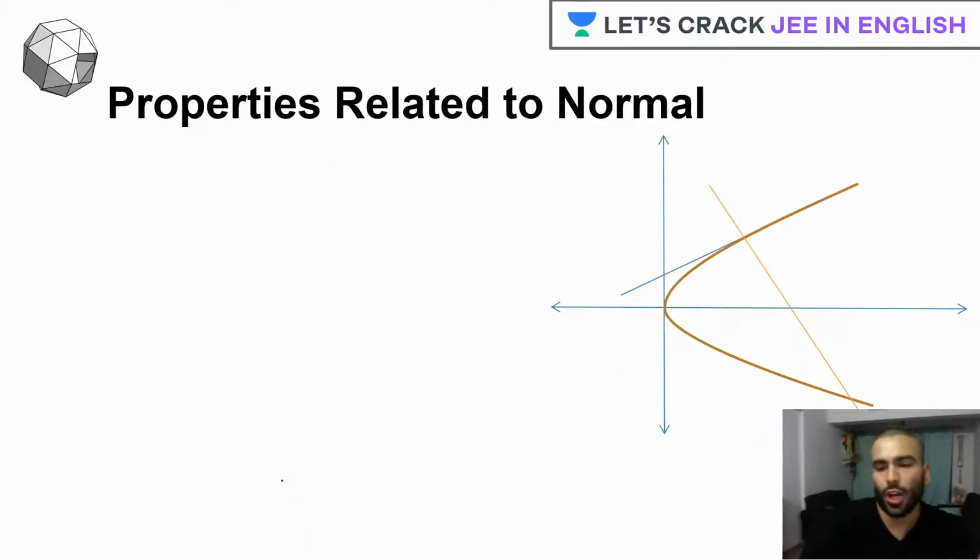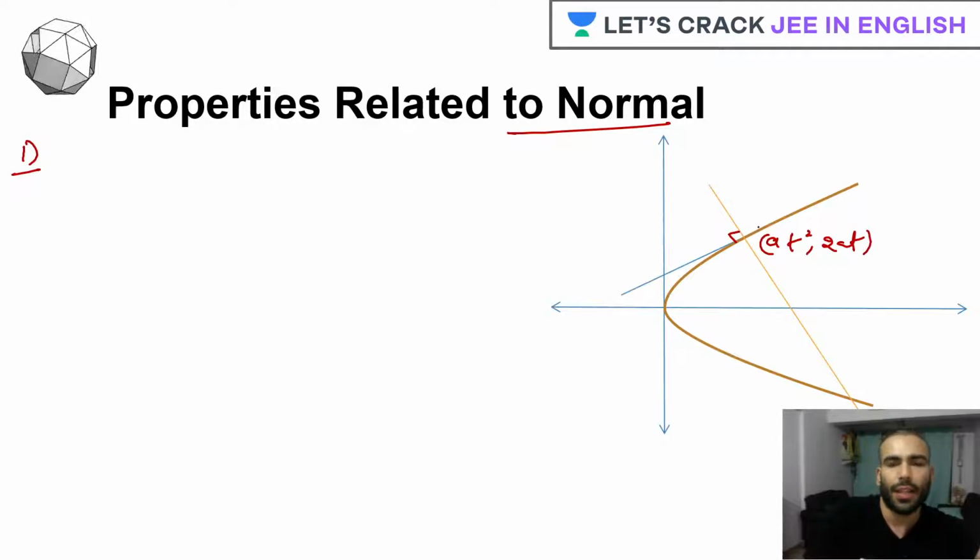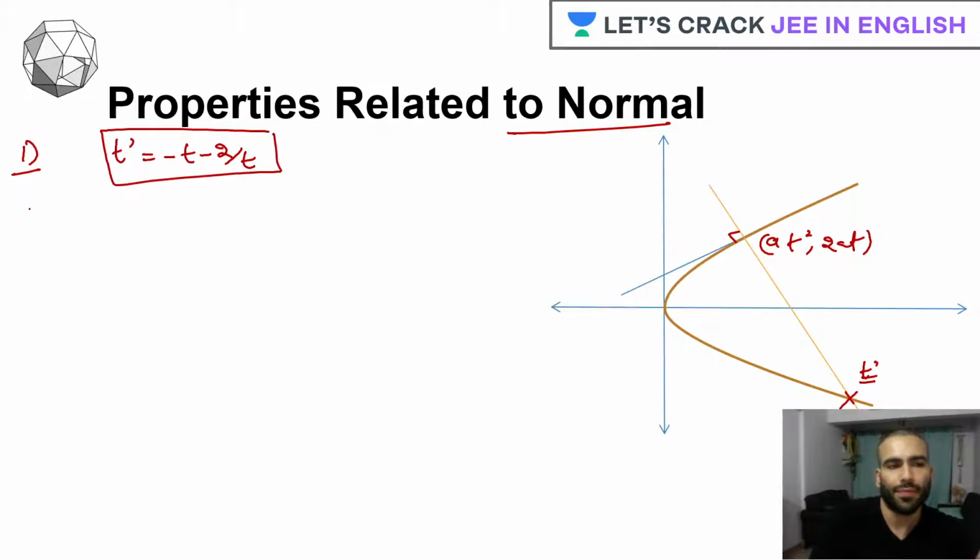Now let's talk about a few properties related to normal. The very first property is, whenever we draw a normal at any point, let's say (at², 2at), this normal will certainly meet the parabola at another point, let's say t'. So how would we write t'? This t' will be written as minus t minus 2/t. That's how you can write it.